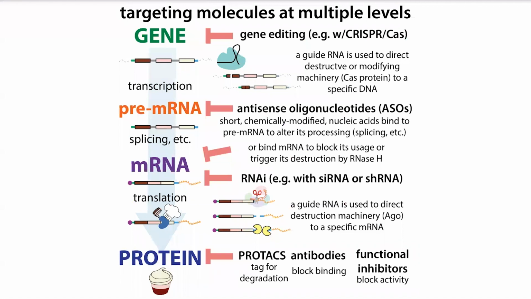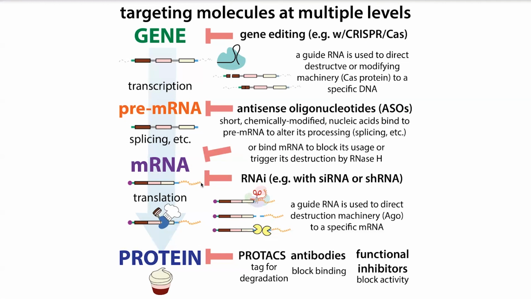Just to put things in context, I've talked about various strategies over the years that can target molecules at multiple levels. You can target the gene with gene editing, like CRISPR-Cas. You can target the pre-mRNA, as we saw today, with antisense oligonucleotides. You can alter the splicing and stuff. You can also target the mRNA with antisense oligonucleotides, blocking its usage by the ribosome, say, and more importantly, triggering its destruction by RNase H.